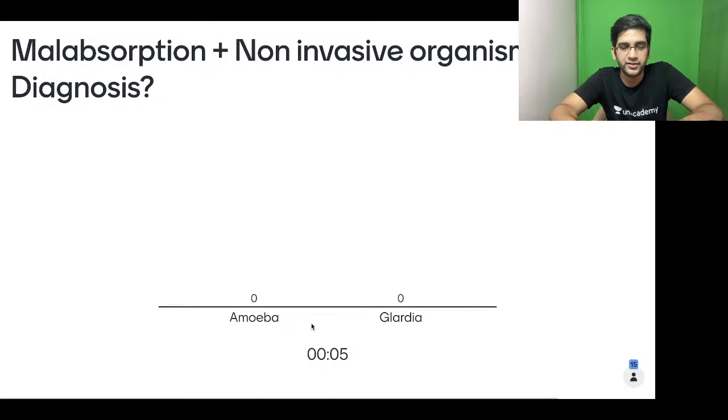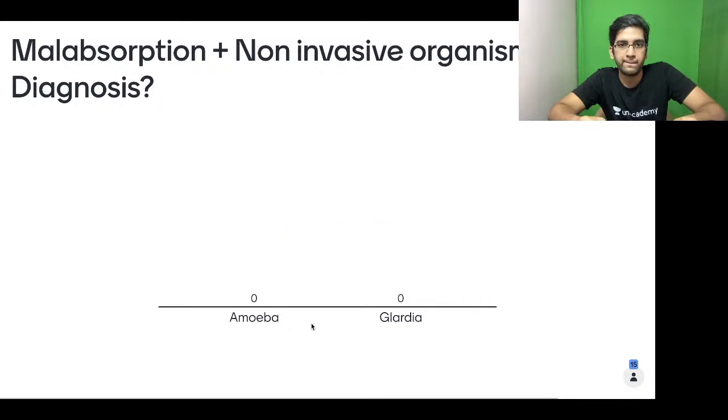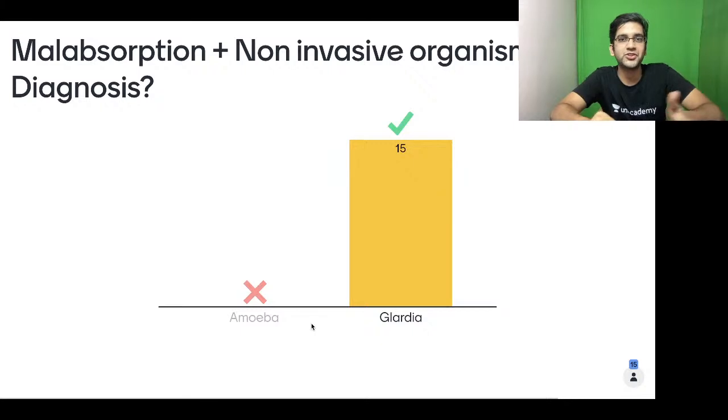It's an easy one, right? Let's look at the poll. Wow, all 15 of you got the correct answer. Just now we saw a GRDI somewhere else. It's a non-invasive organism. Amoeba definitely is an invasive organism. Fine. Next.